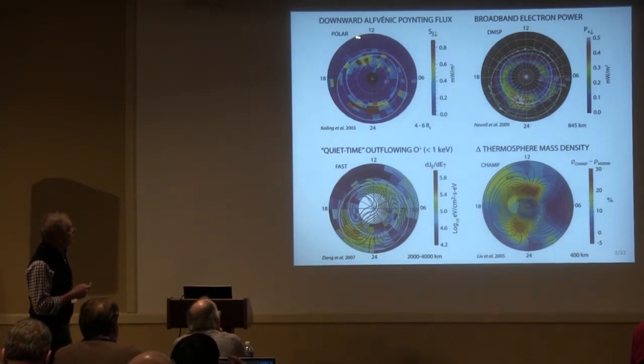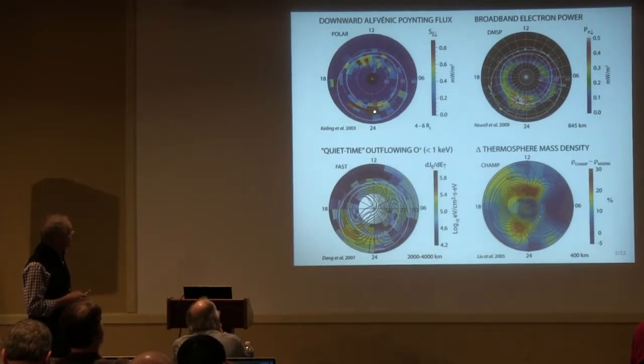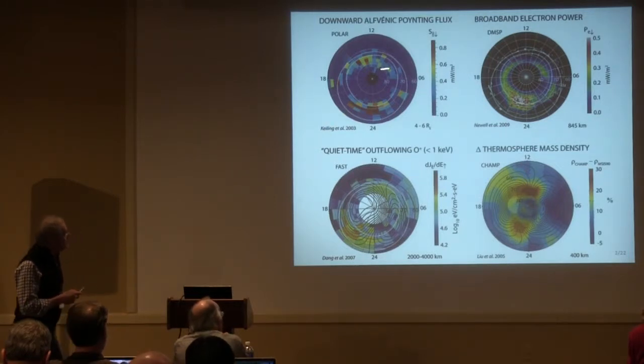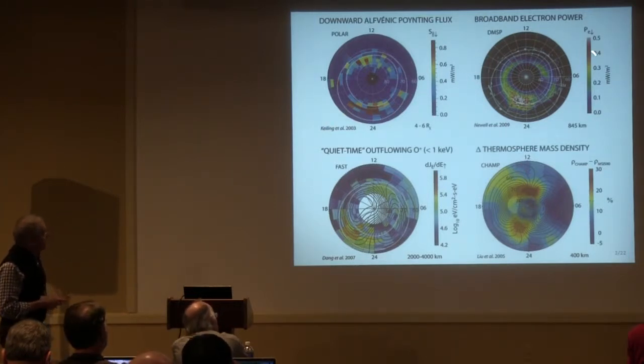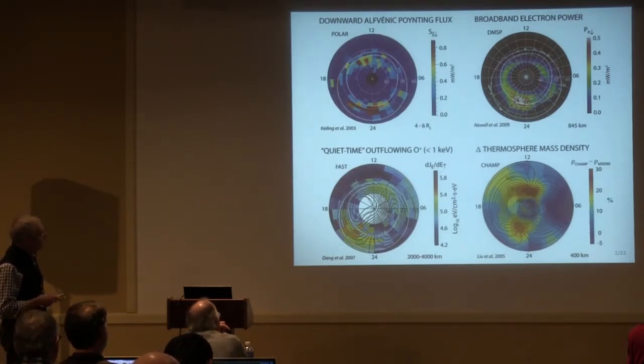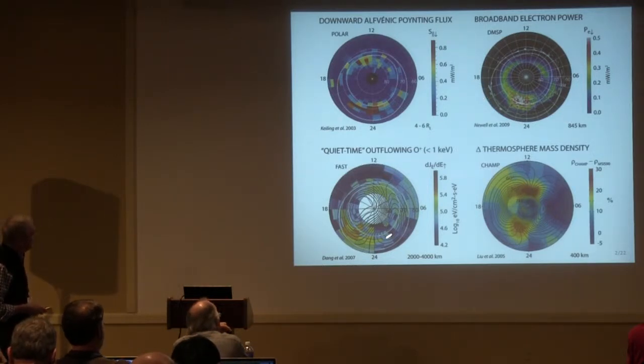There are a number of effects here. Downward Alfvénic Poynting flux: this is bandpass-filtered Alfvénic Poynting flux inferred from the Polar satellite, projected down to the ionosphere. Broadband electron power, 10 years of data, from the statistical model of Pat Newell et al. These are basically superthermal electrons, not inverted-V electrons. Pat calls them broadband electrons.